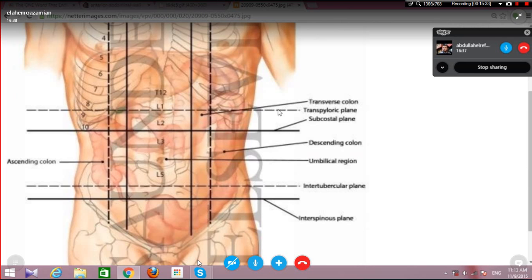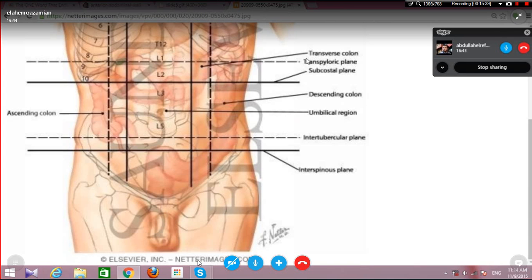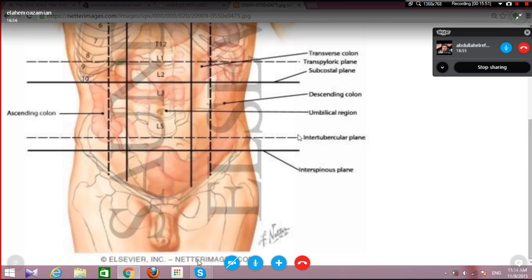This is transpyloric. We choose a line between manubrium and symphysis and draw in the middle. Because it passes at the level of the pyloric part of the stomach, it's called transpyloric. It's at the level of L1. Intertubercular is between the two iliac tubercles. It's at the lower border of L5.